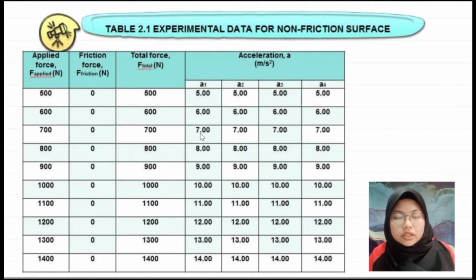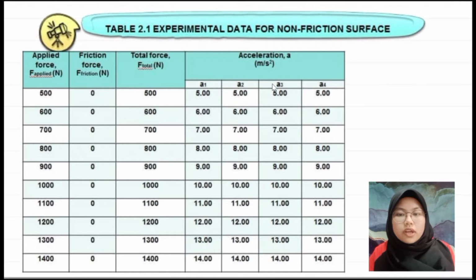700 Newton, we got 7.00 meter per second squared. 800 Newton, we got 8.00 meter per second squared. 900 Newton, we got 9.00 meter per second squared. 1000 Newton, we got 10.00 meter per second squared. 1100 Newton, we got 11.00 meter per second squared. 1200 Newton, we got 12.00 meter per second squared. 1300 Newton, we got 13.00 meter per second squared. And the last one is 1400 Newton, we got 14.00 meter per second squared.